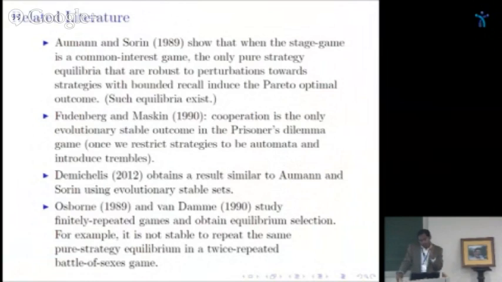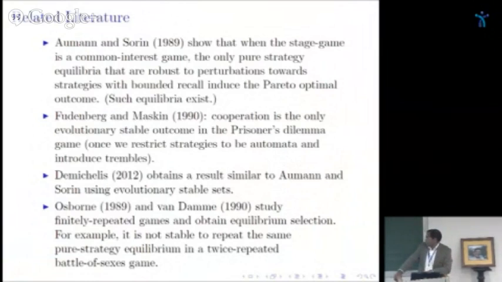One thing is that when you deviate from play, there's somehow an obvious focal point of the Pareto optimal outcome. So basically, one of the ideas here is to use the handshake argument going back to Arthur Robson. So that works well in the common interest game, but it doesn't do anything in the prisoner's dilemma, for instance.